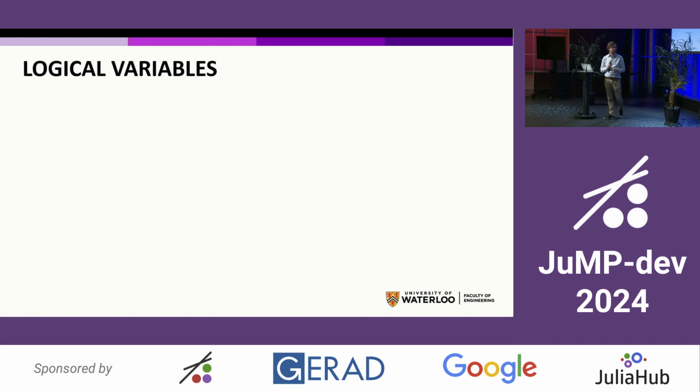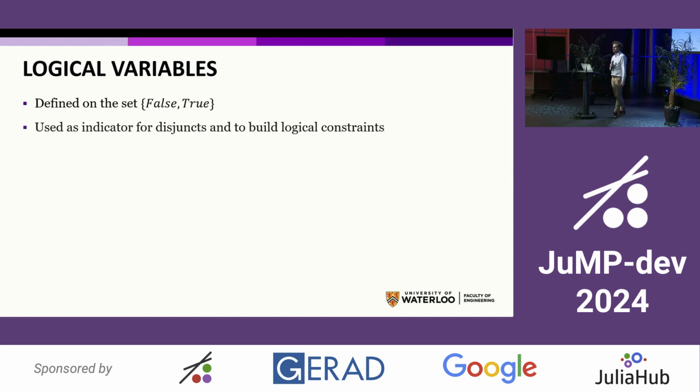So we have what we call logical variables. These are those Boolean type variables, which are defined on sets true or false. So they're not binary variables, not from 0 to 1. We purposely make this distinction. These are then used as what we call indicator variables to indicate if a particular disjunct is on or off. And these are also used to build those logical constraints.